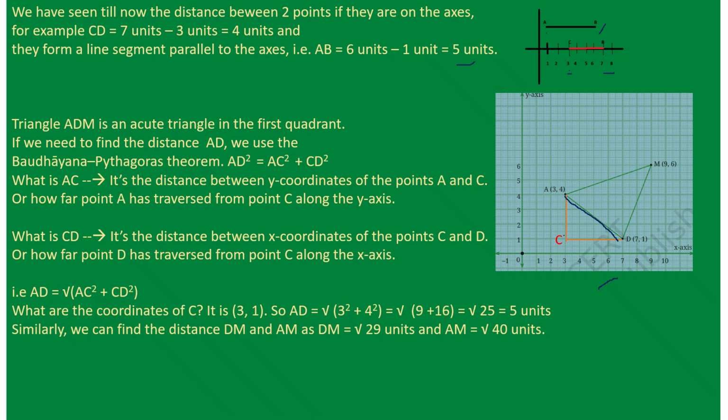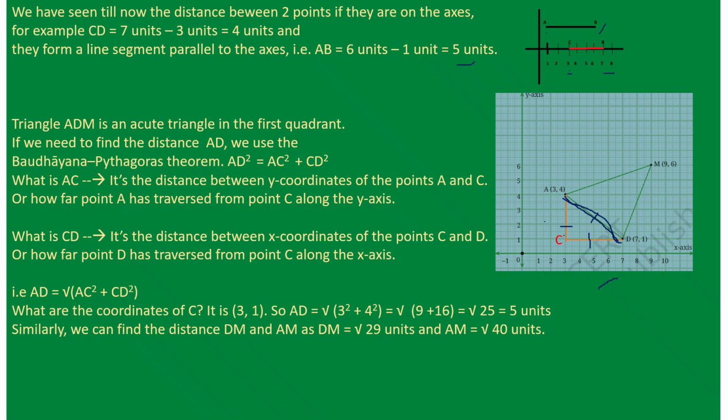According to that theorem, AD squared is nothing but AC squared plus CD squared. The square of the hypotenuse, see this is the hypotenuse, the square of this is equal to the sum of the squares of the other two sides. Which are the other two sides? AC and CD are the other two sides. Now the square of the other two sides and the sum of it gives the length of AD. This is one side of the triangle AMD.